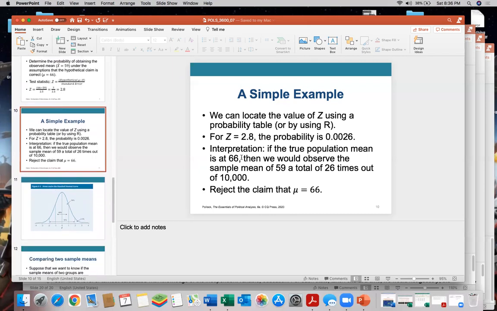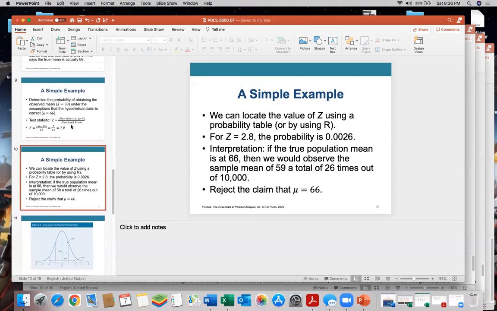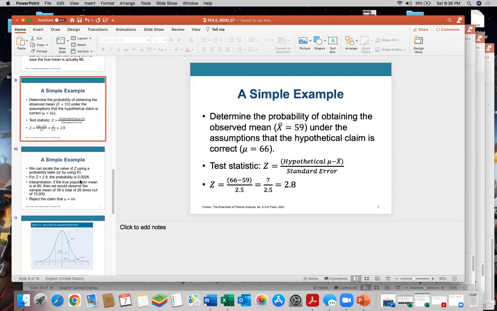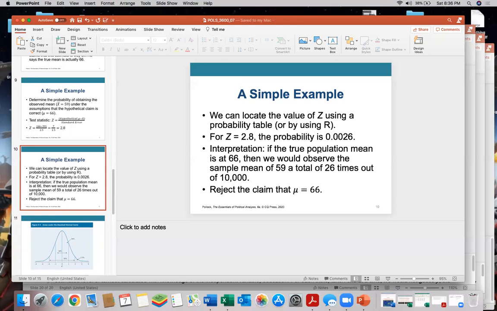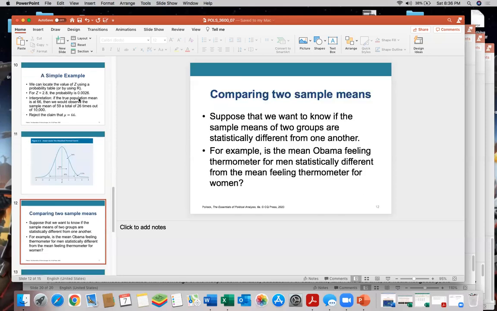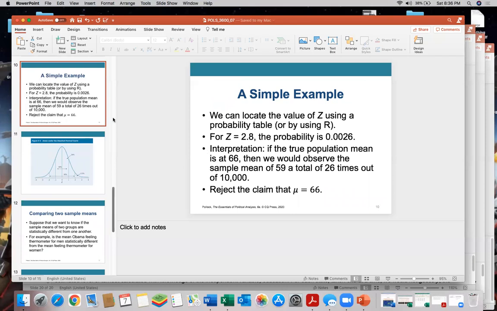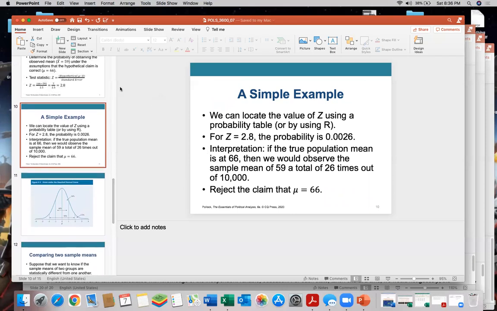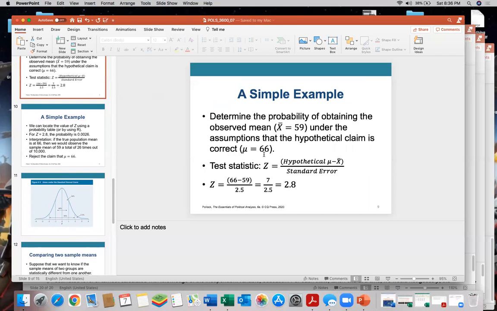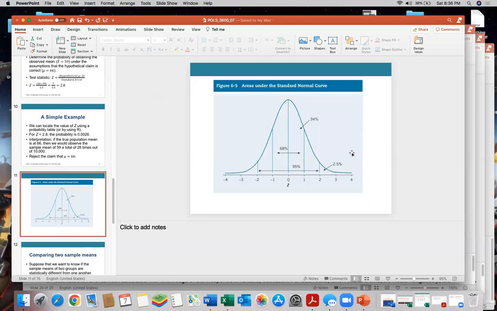Like I said, for this 2.8, we would normally be using R to find that out, so I don't think we need to worry too much about that. But it is important to be able to understand testing the hypothetical mean minus the X bar divided by the standard error. And now we get into our standard normal bell curve and the 2.5.